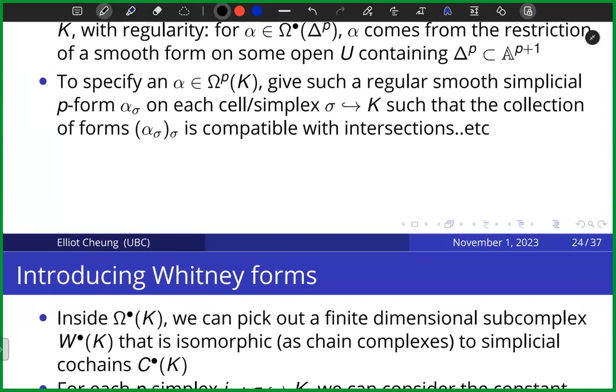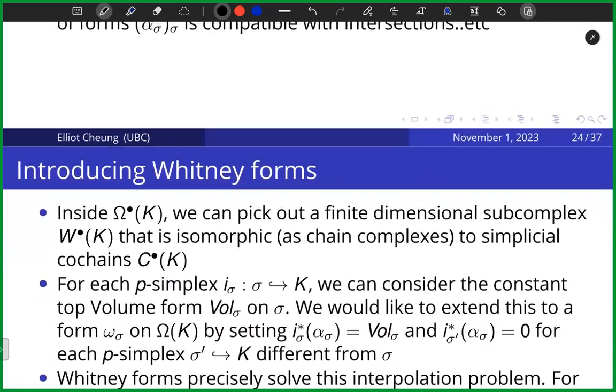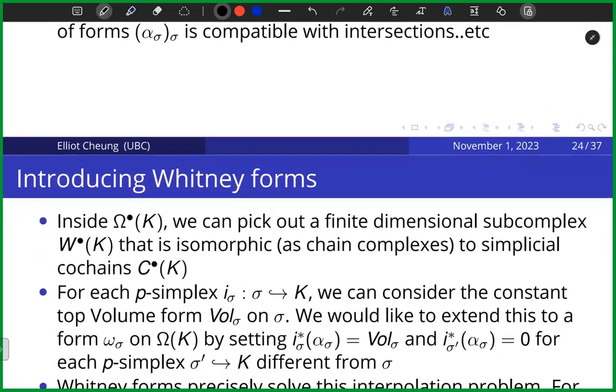By the way, if you've never seen this before, by no means is this original work. This is something that people have done for a while. I mean, Whitney did this. For each P simplex sigma inside K, we can consider constant forms on it. We can consider the top volume forms, whose integral over sigma is 1.